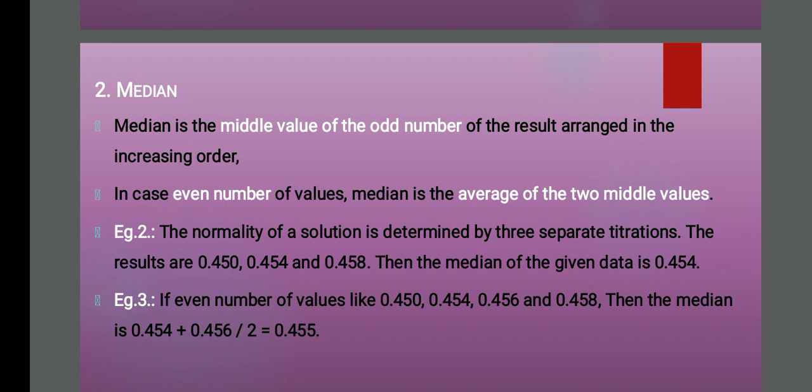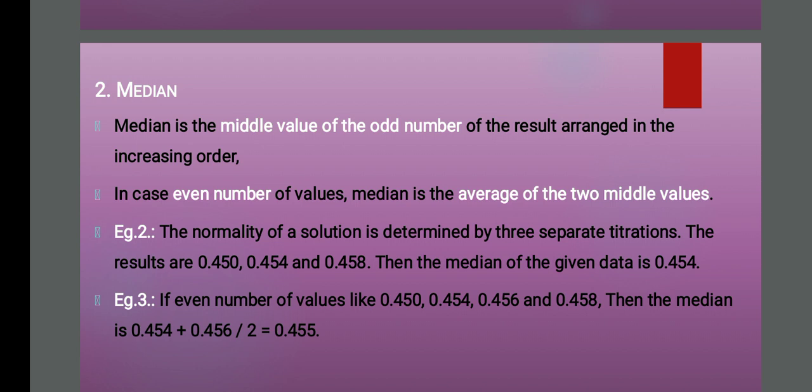Arrange them in increasing order and take the middle 2 values, which are 0.454 and 0.456. You have to add them, and divide by 2 because you have taken 2 numbers. Divide by 2 and you will get the answer.